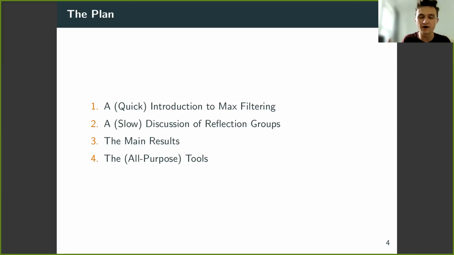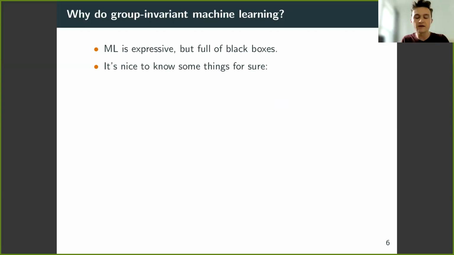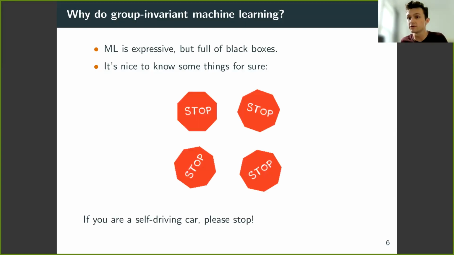So first, let's start by talking about what max filtering is. Before we do that, I'm going to nail down that motivation from the beginning a little bit more precisely. So in general, in machine learning, it's very nice to have these large architectures because they can be very expressive. But it's not nice to have these large architectures because they are very hard to interpret. We don't necessarily know how a deep neural network is going to classify something. And so this is that example. It's nice to know certain things for sure. It's nice to be able to know for sure that if you do well on one sort of stop sign, you're going to do well on all of the other versions of stop signs.